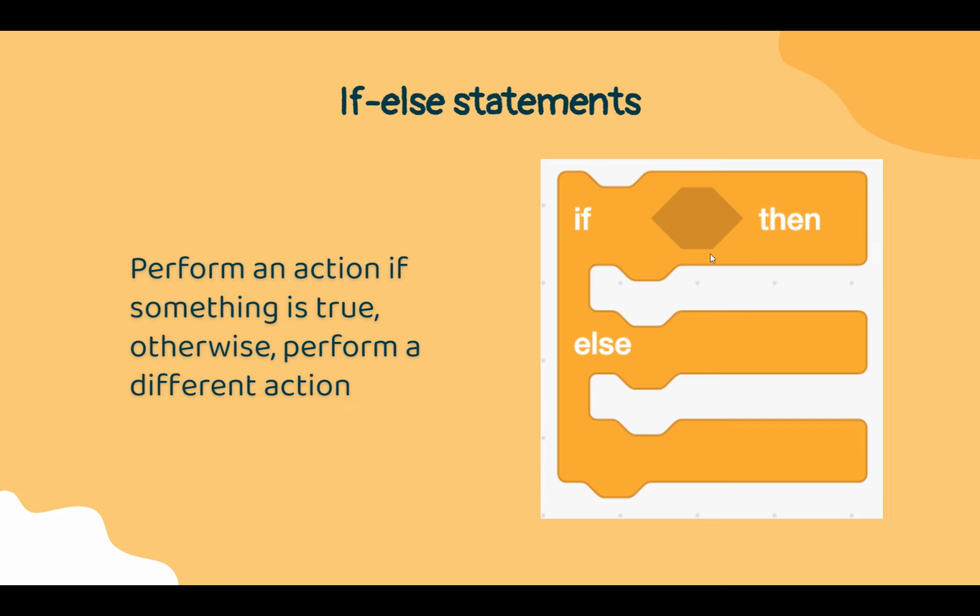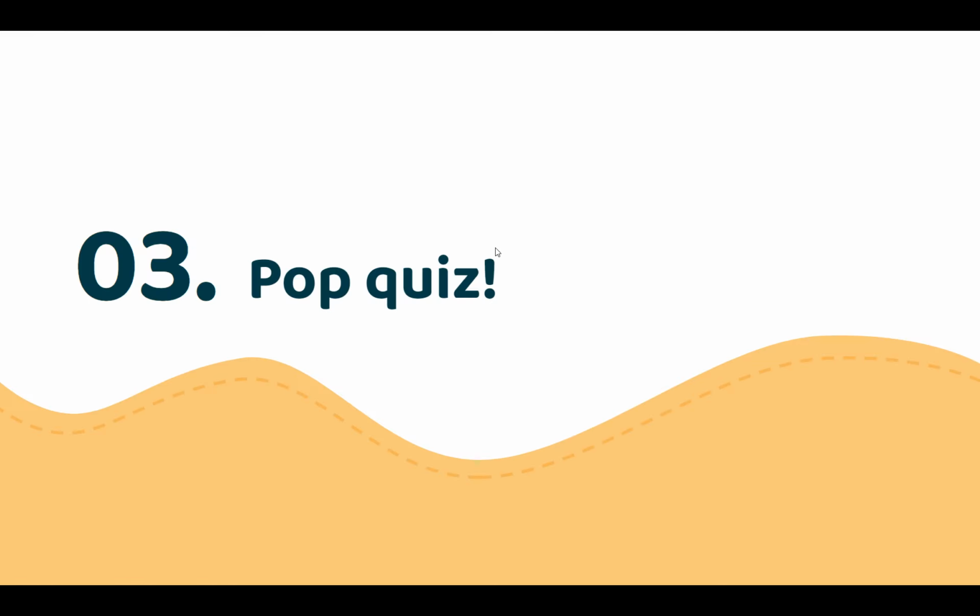So if we have less than 50 cookies, maybe we're going to buy some frosting. But if we have more than 50 cookies, we're going to buy some sprinkles. So stuff like that. So a quick quiz on what you've learned so far.